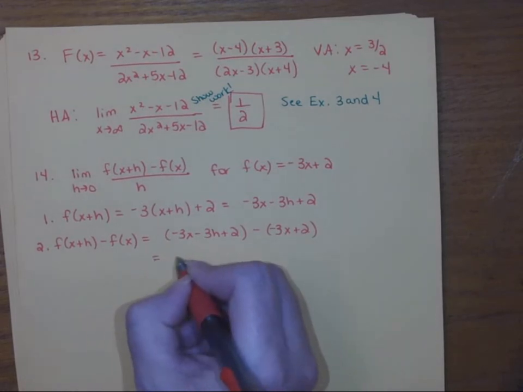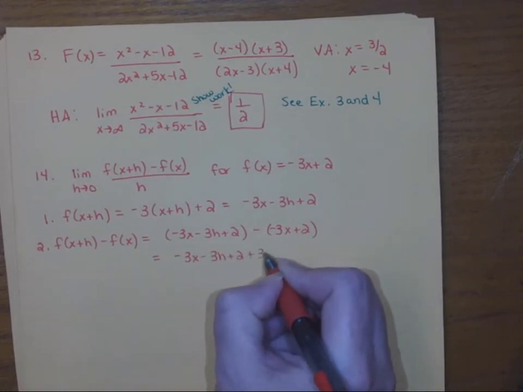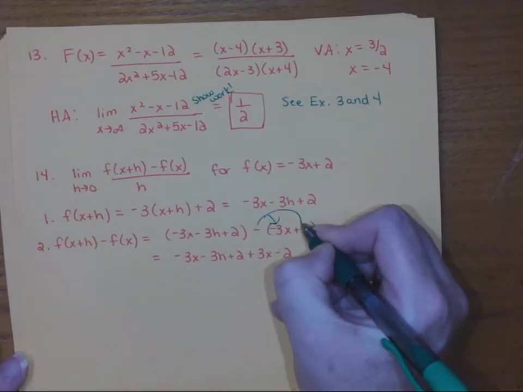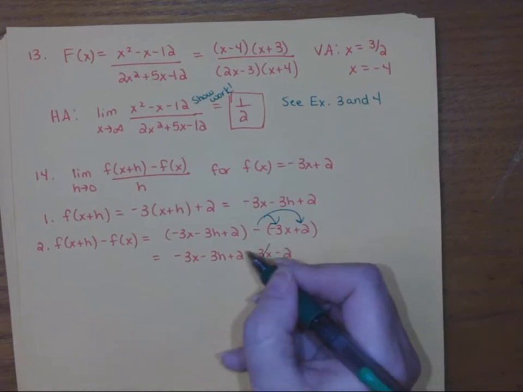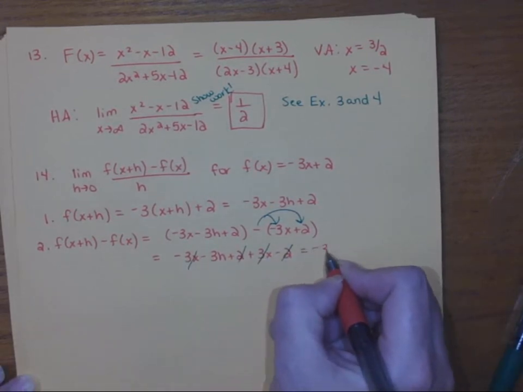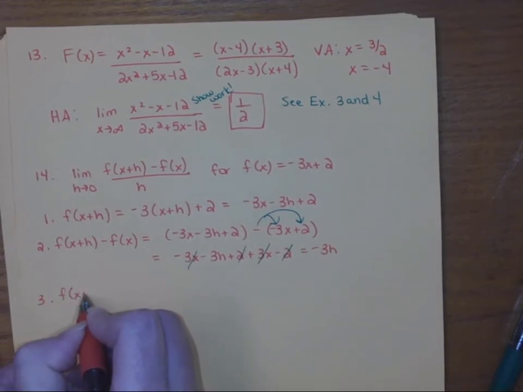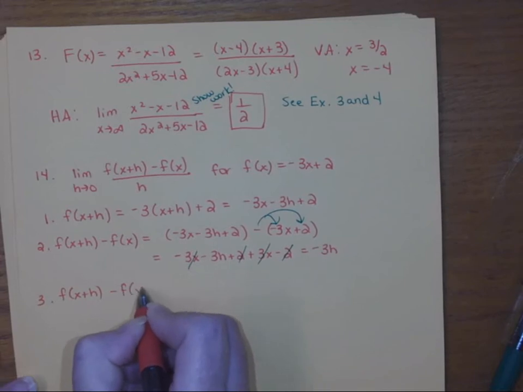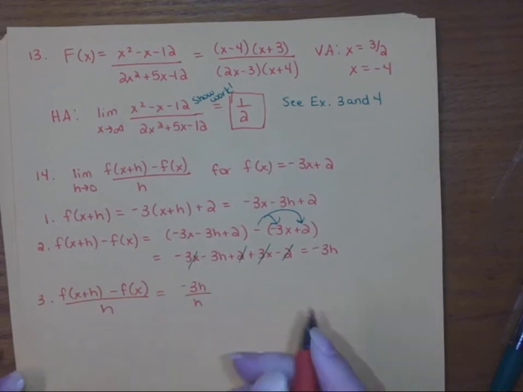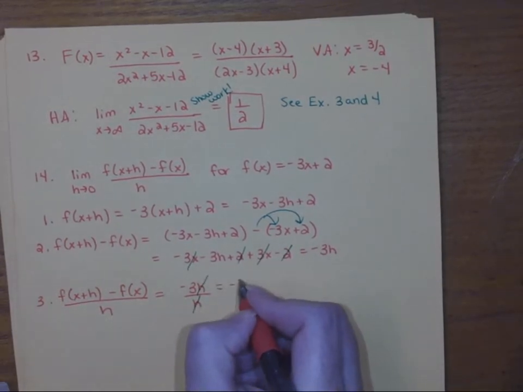So if you work all of that out, you'll get negative 3x minus 3h plus 2 plus 3x minus 2, because remember this minus sign changes the sign of both things here. So these would go away, and so would the 2's. So notice you're just left with negative 3h. In step 3, you put what you got in step 2 over h. Okay, notice if we do that, we get negative 3.